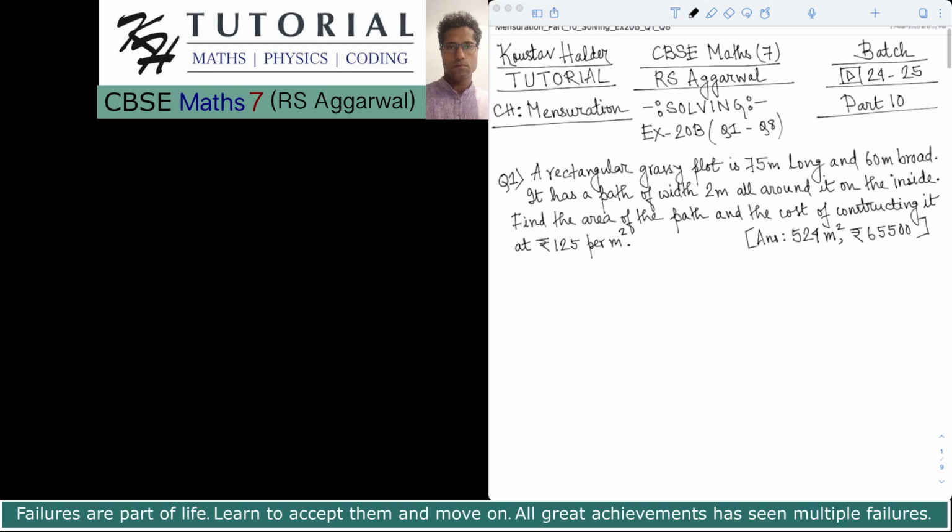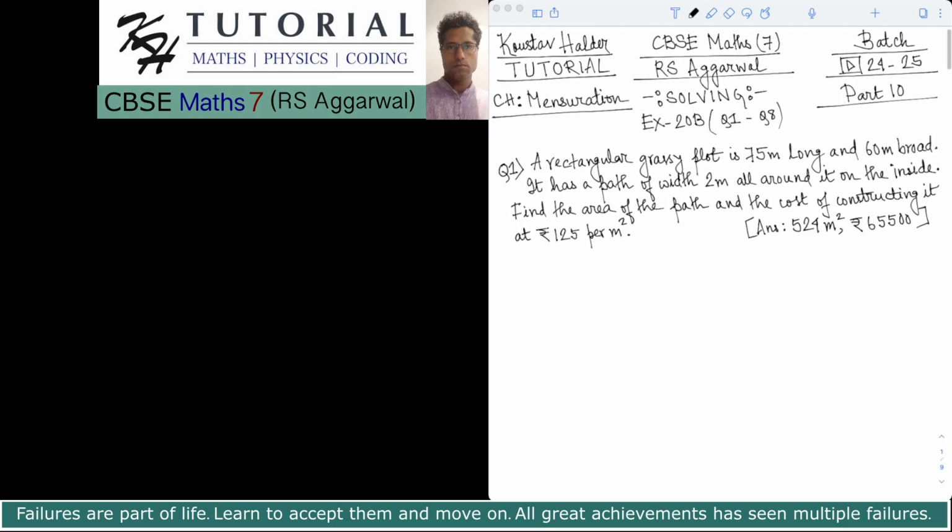Okay, so the first problem says a rectangular grassy plot is 75-meter long and 60-meter broad. It has a path of width 2 meter all around it on the inside. Find the area of the path and the cost of constructing it at rupees 125 per meter square.